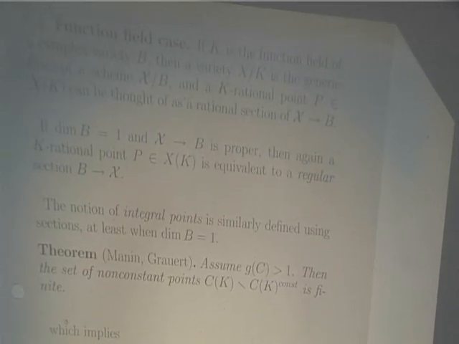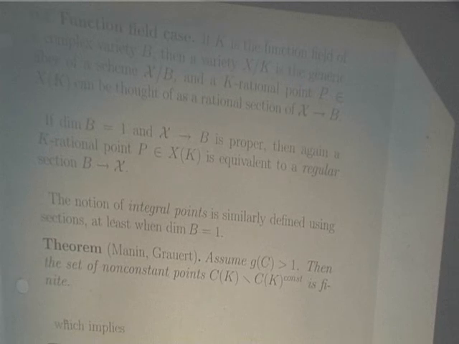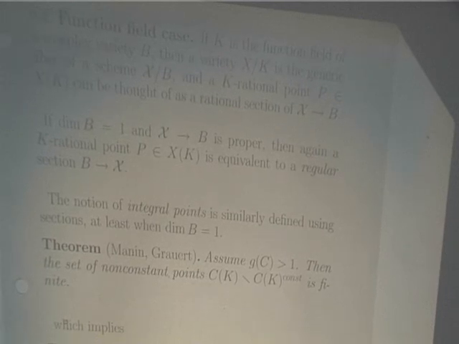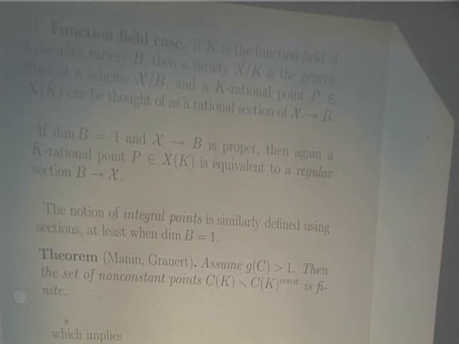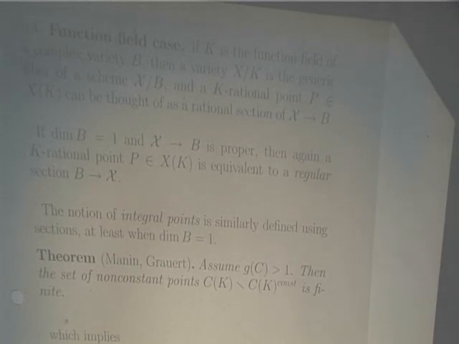So if K is the function field of a complex variety B, then a variety X over K can be thought of as the generic fiber of a scheme script X over B. So here's B, here's the generic point given by K, and here's your variety X. You can kind of sort of spread it out. There might be some very, very singular fibers, of course, but you can try to spread it out to some scheme over B.